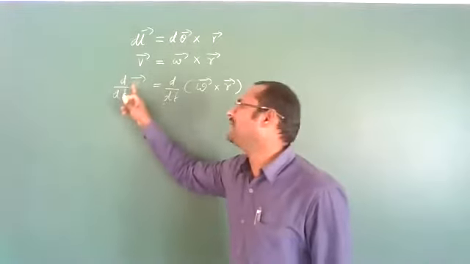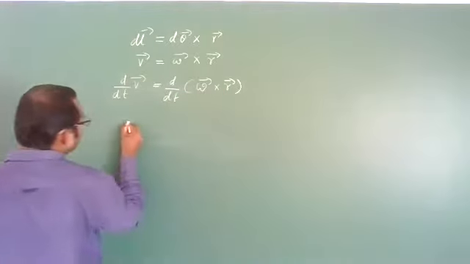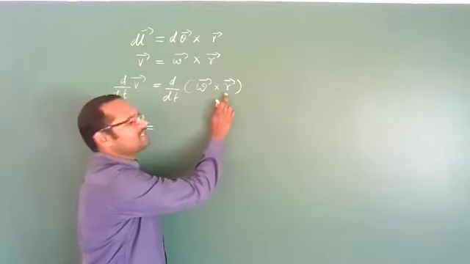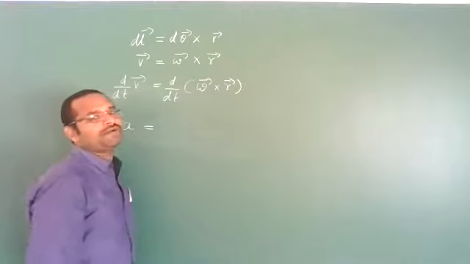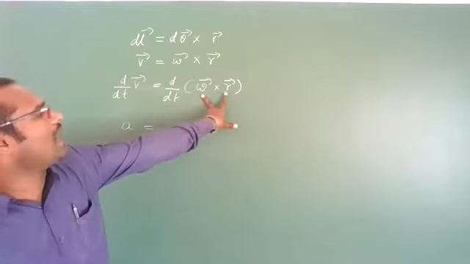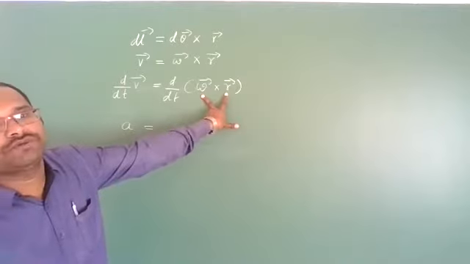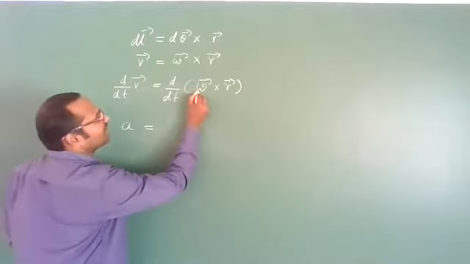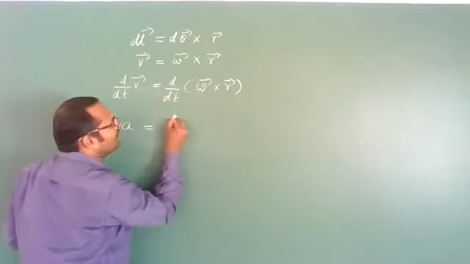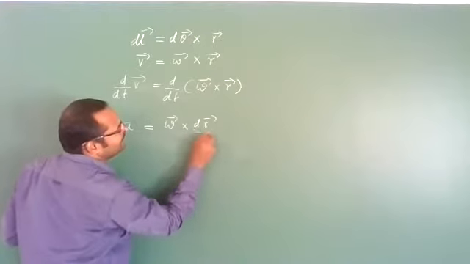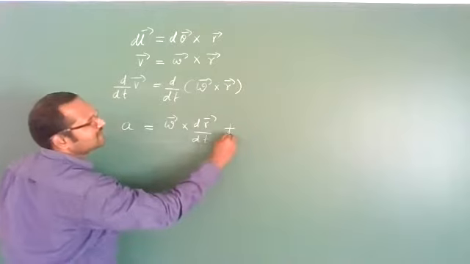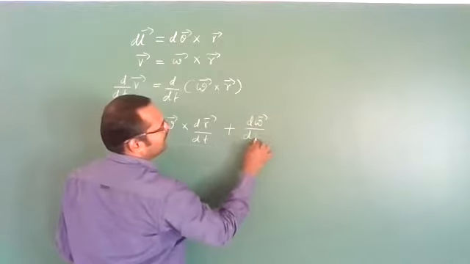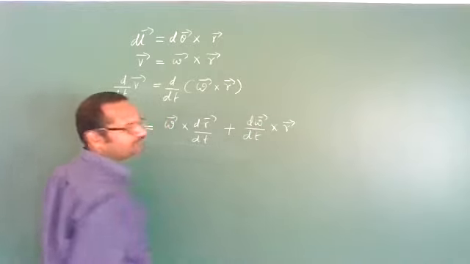Now, what is dv by dt? We know it is acceleration. Omega is a vector quantity, r is also a vector quantity. One more important point: these two are vectors and these two are variables. Now we will write this in this format. First we consider omega as constant, so we write omega bar cross dr bar by dt, plus we consider r constant, so d omega bar by dt cross r bar.